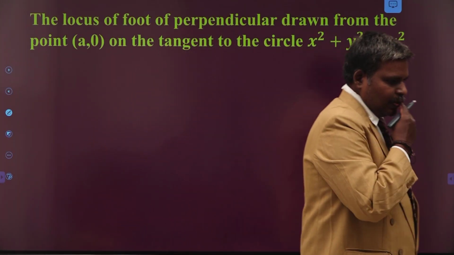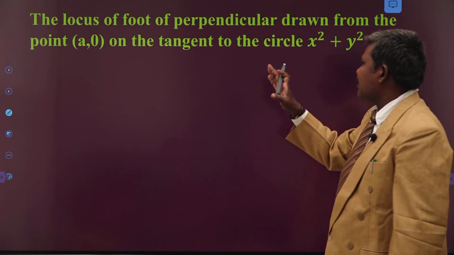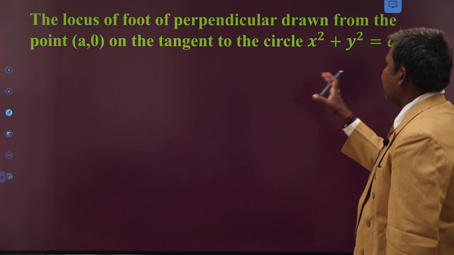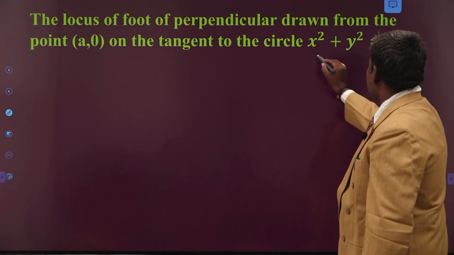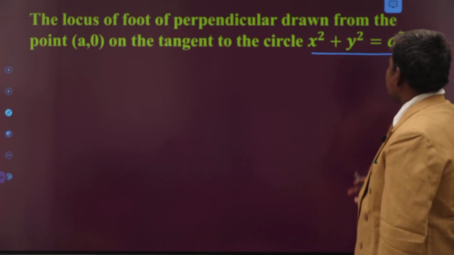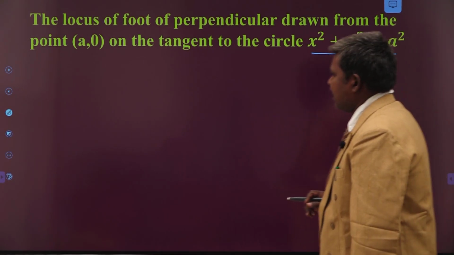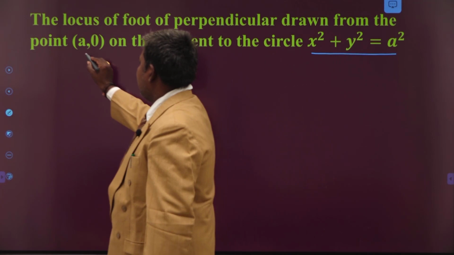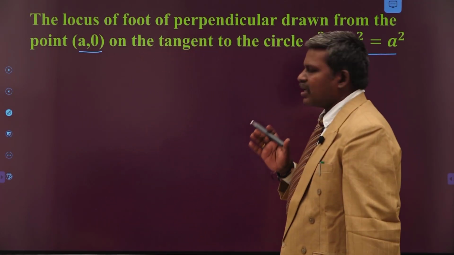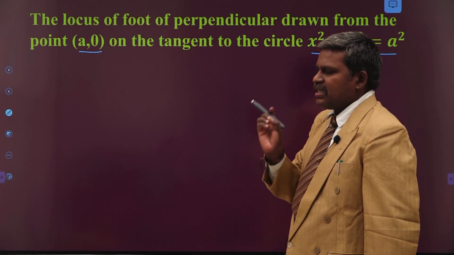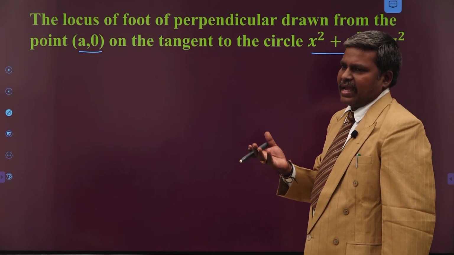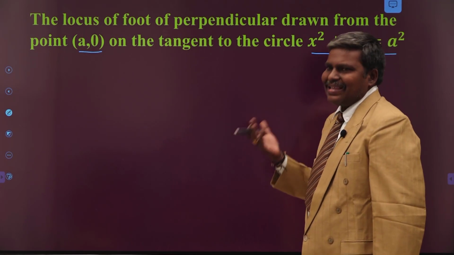See this question. The locus of foot of perpendicular drawn from the point (a, 0) on tangent to the circle x square plus y square equal to a square. So this is the circle x square plus y square equal to a square. (a, 0) is the point on the circle. We have to find out the locus of foot of perpendiculars drawn from where to where? (a, 0) to variable tangent. (a, 0) to the tangents of the circle.